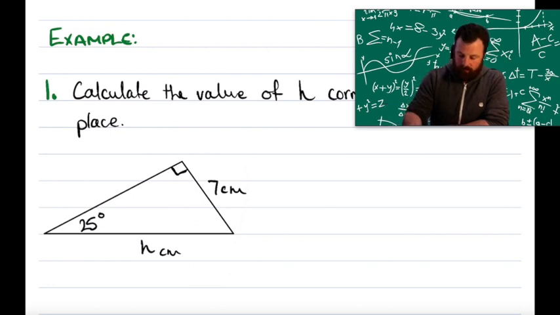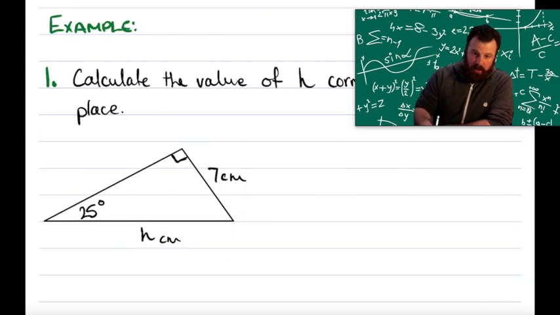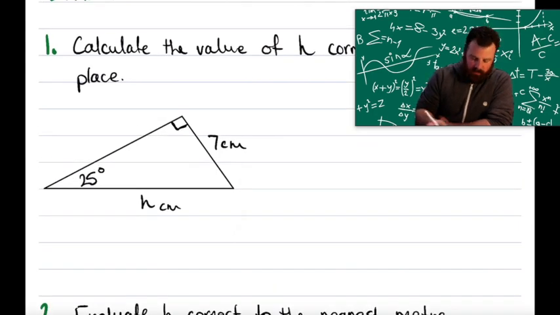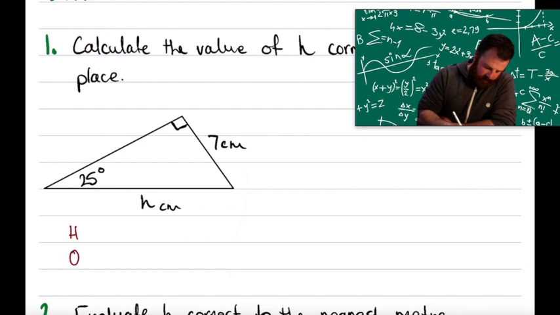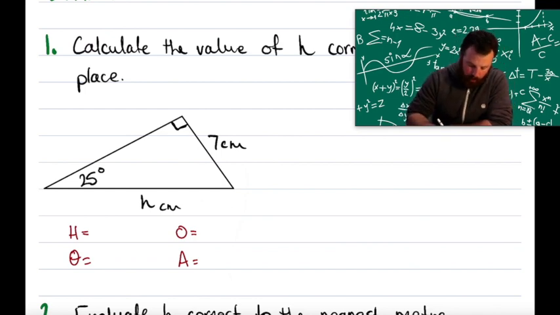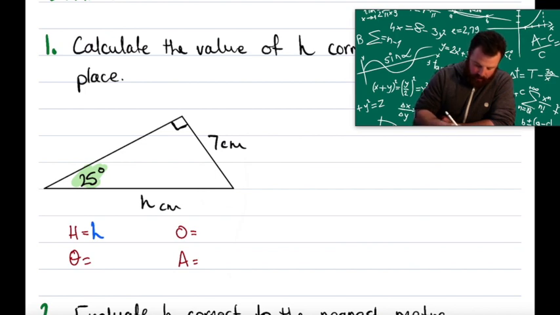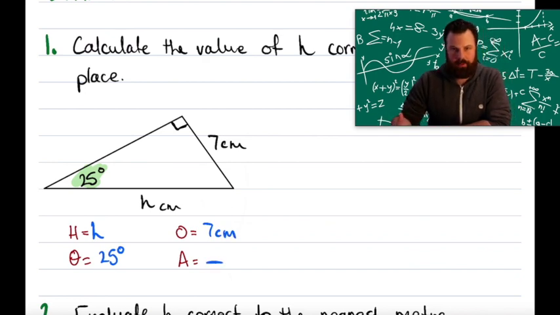So as always, the first thing that we do is let's set up our structure to identify our information. So what we have here is what's our hypotenuse, what's our reference angle, what's our opposite side, and what's our adjacent. So our hypotenuse in this question, remember it's opposite the right angle, it's h. Our reference angle is 25 degrees, our opposite side is 7 centimeters, and there is nothing in our adjacent side.